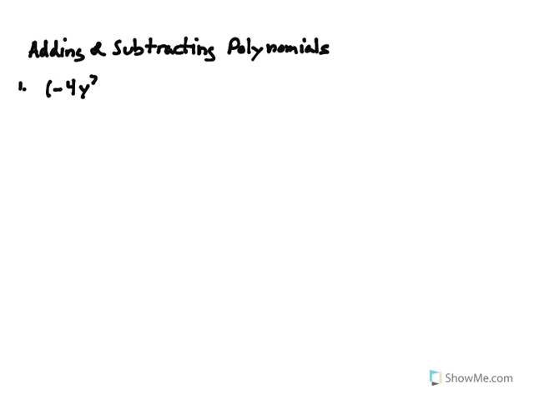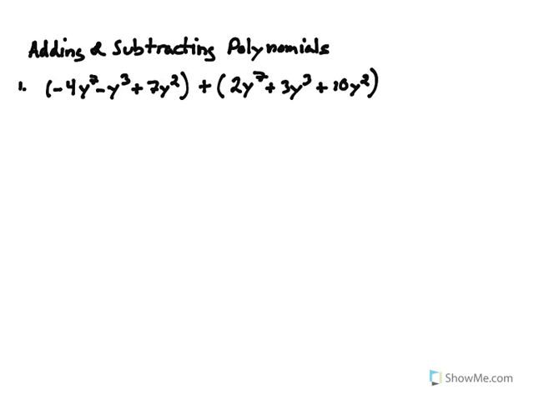(negative 4y to the 7th minus y cubed plus 7y squared) plus (2y to the 7th. Okay, this is in fact a 7, that's a 7, plus 3y to the 3rd power plus 10y squared). So we want to add these because the sign in the middle is telling you to add them.